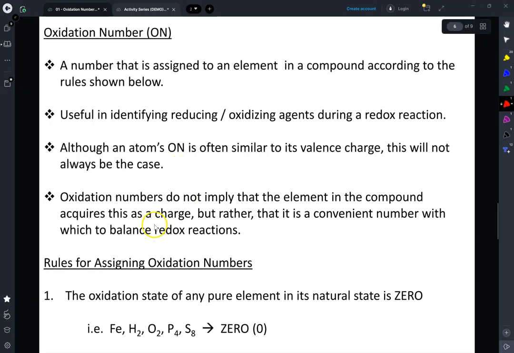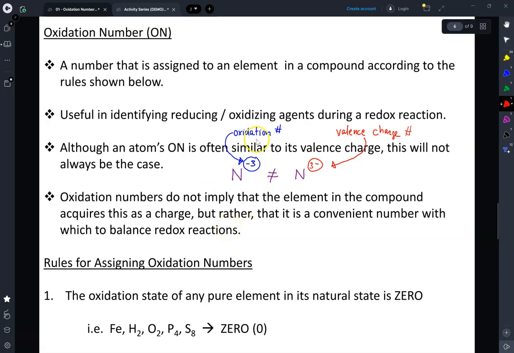Furthermore, it is important to note that oxidation numbers are not real. That is to say that they do not imply that the element in the compound acquires this charge. So if the oxidation number for nitrogen was a -3, it doesn't necessarily mean that it also has a valence charge of 3-. Quite often this is the case, but it does not always have to be true. Just remember that the oxidation number is a convenient number that we assign to an element based on the rules below to help us keep track of the movement of electrons.